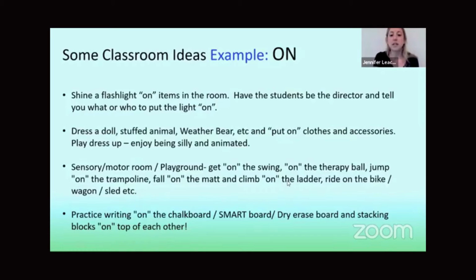You can even, when you're outside on the playground, have them get on the swing or get on the trampoline or go on the ladder or ride on the bike. And for our higher kids, if they're writing, you can even have them write on the chalkboard, which we don't necessarily see anymore, but have them write on a dry erase board, or even with stacking some blocks, have them put the blue on top of the purple.